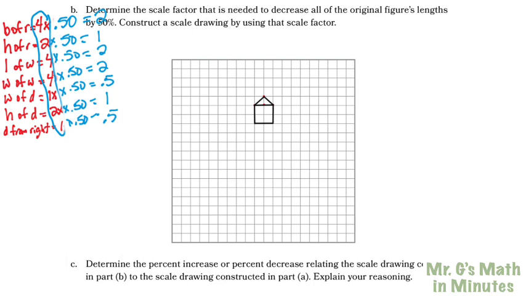Now we got to talk about this teeny tiny door. So from the right hand side, the wall is only half a unit away. So my door starts right here. The door is only half a unit wide. So the door stops a half a unit away right here. And then the height of the door is only 1 unit. So it's going to come up to right here and come up to right here on that side. So if we connect this door, you see we got a really tiny house and we reduced it by 50%.